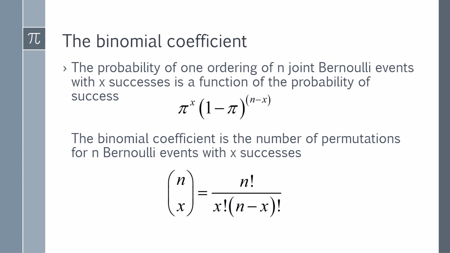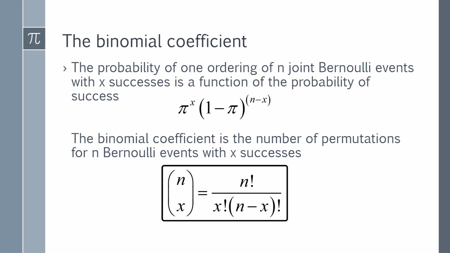Now when we make inferences, we do not restrict ourselves to one particular ordering of the x successes and n minus x failures. We simply want to know the probability of observing x successes regardless of where these successes fall in the sequence. That is why the binomial coefficient is important. The binomial coefficient is the number of permutations for n Bernoulli events with x successes. That is, if we have n different observations, but they are only of two types, success and failure, how many different ways can we order those?